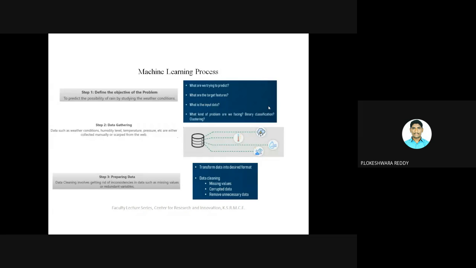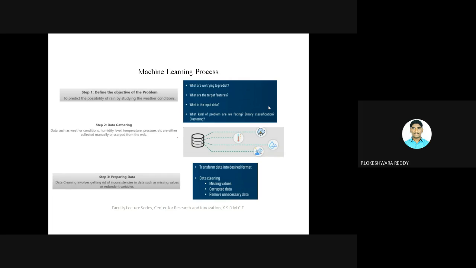After identifying the problem, we need to gather the data. What sort of data do we need to gather? We need to gather the data based upon the utilities of that particular problem. That is, how that data could be used for making a solution of that particular problem has to be identified, and that particular data is going to be gathered. That's the second step.